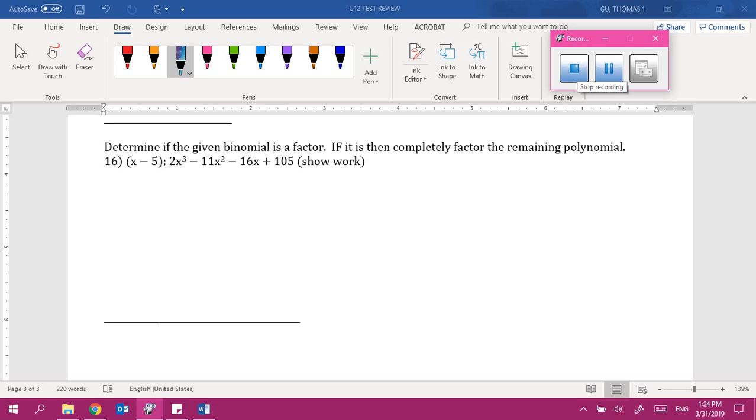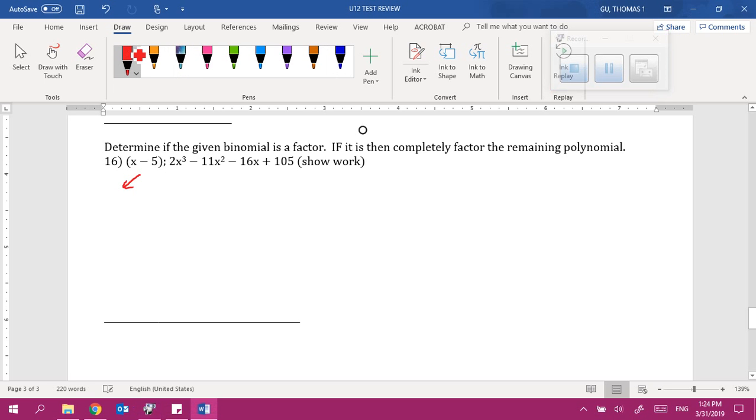Number 16, first we want to determine if the given binomial is a factor, which means we need to do some synthetic division and see if the remainder is 0 or not. If the remainder is 0, it is a factor. If it's not, it's not a factor. So that's the first step. Let's do that. So a, in this case, is positive 5.